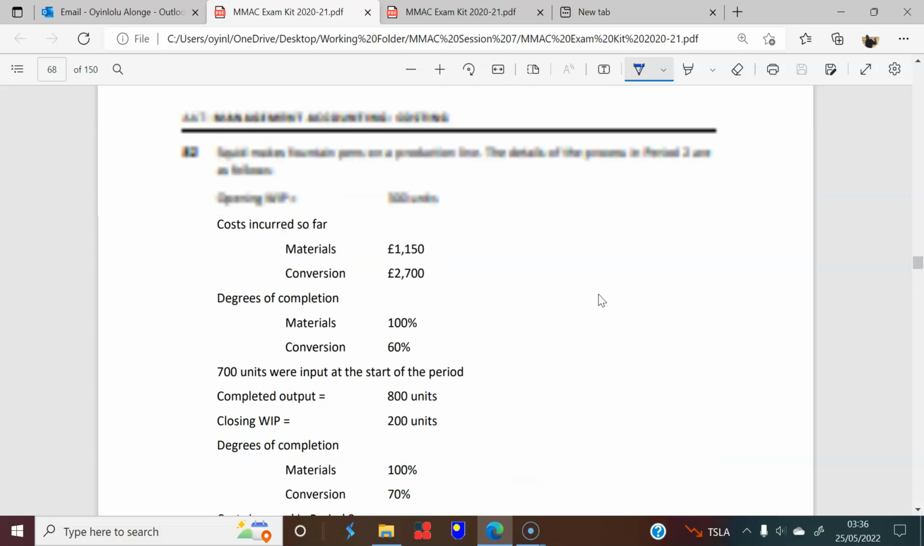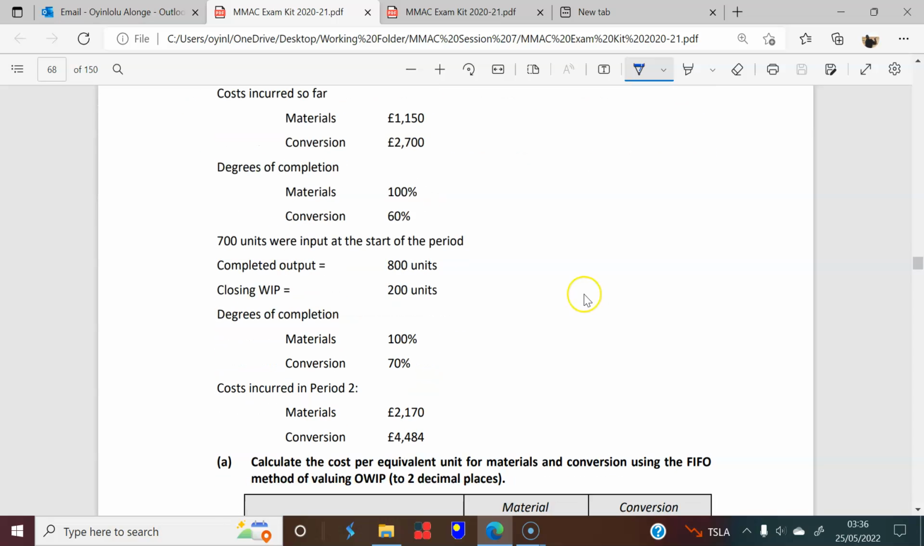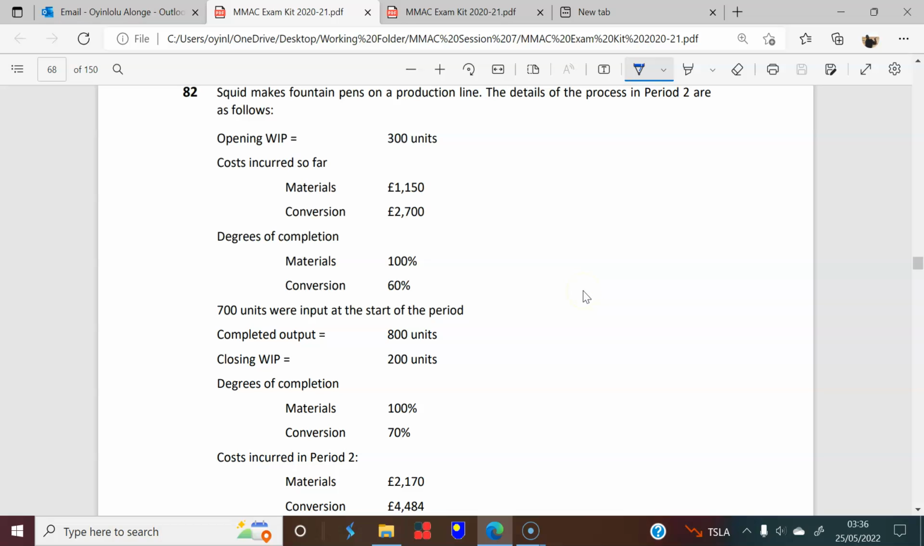The reason why they want us to use the FIFO method is that sometimes we need to finish making one set of units. We're not mixing the products together per se. These are very separate units, so that's the point. These opening work in progress units are very different to the units that are being made. They're not mixable.